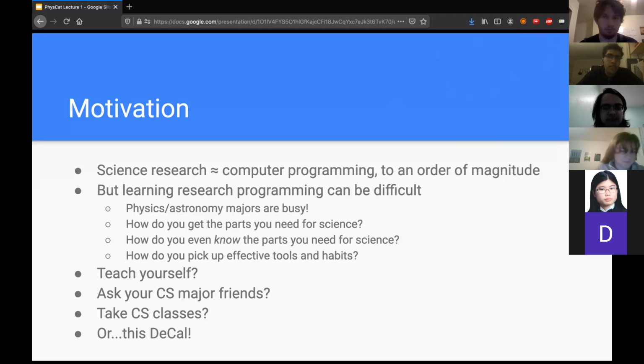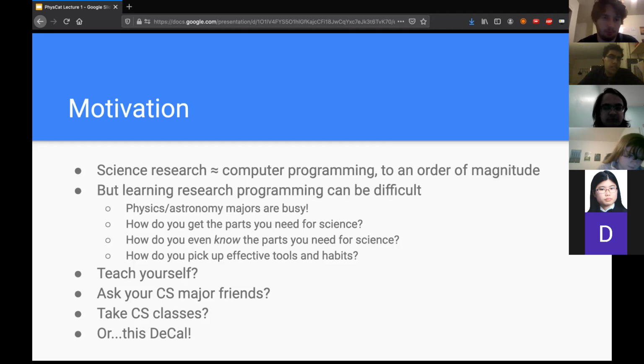So if you're a busy STEM major of some kind and you don't have time to take the 61 series and other CS classes, then what do you do? Especially because not everything in those classes is relevant at all. So how do you know what you need to know? How do you get the parts you need? How do you start using them and get used to them?